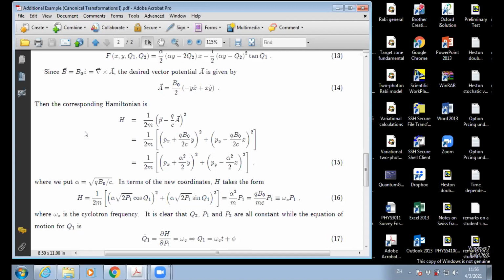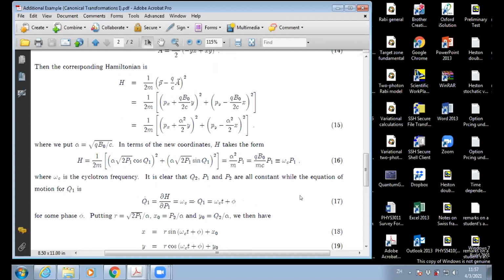Now this Hamiltonian is expressed in terms of the old coordinates and old momenta. Now we want to rewrite it in terms of the new coordinates and new momenta, right? So we make use of the definitions shown above. We realize that, wow, how nice, it turns out that the Hamiltonian is proportional to the capital P1.